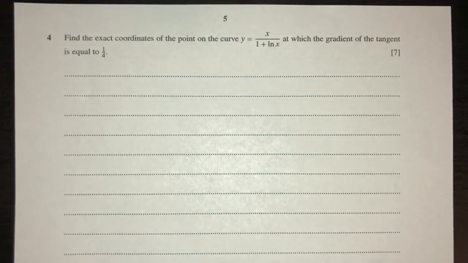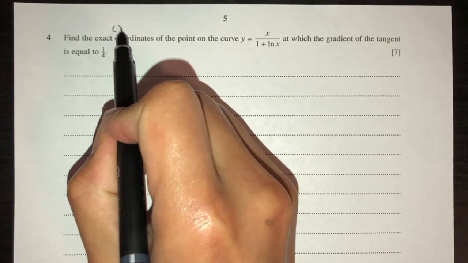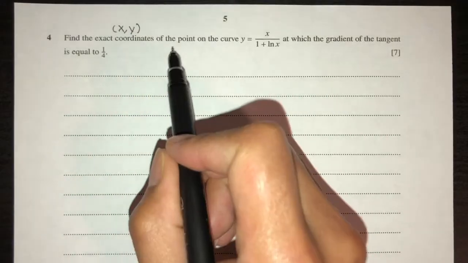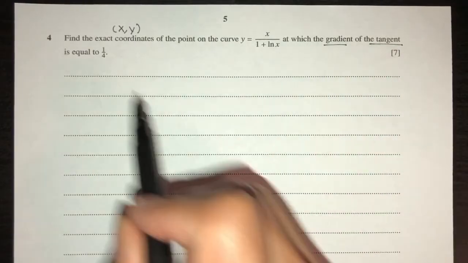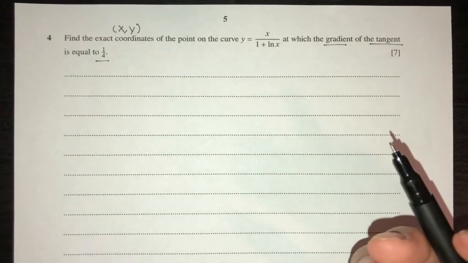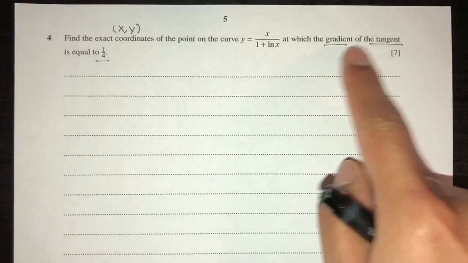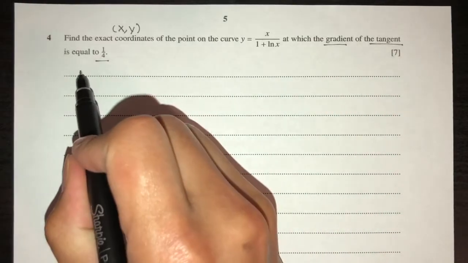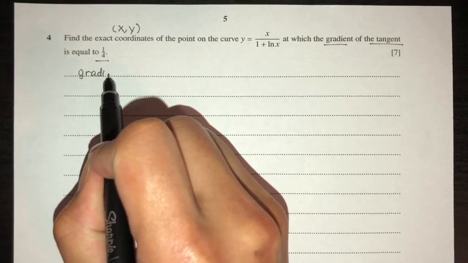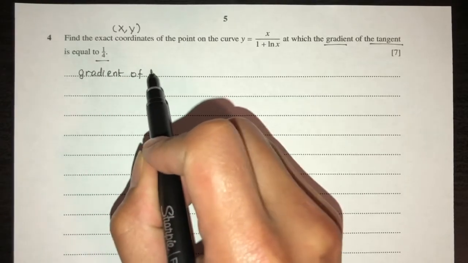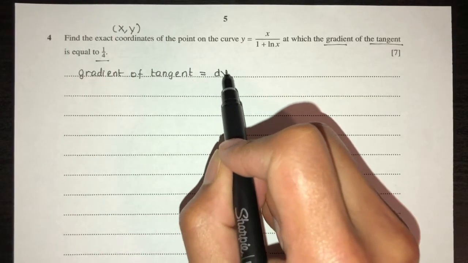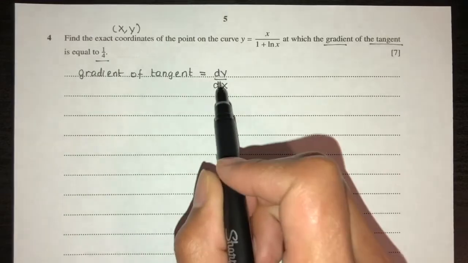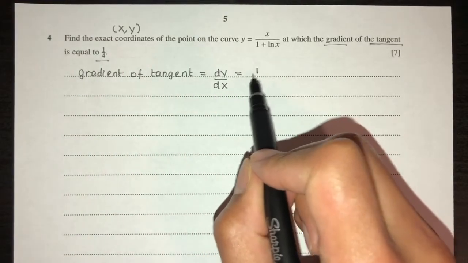And so let's move on to question number 4. Find the exact coordinates. We have to find a point x and y on the curve y equals this, at which the gradient of tangent is equal to 1 over 4. By now you should know, whenever you see gradient of tangent, what does this mean? Let's write this down. Gradient of tangent always means dy by dx. Now we have to find the point when dy by dx is equal to 1 over 4.